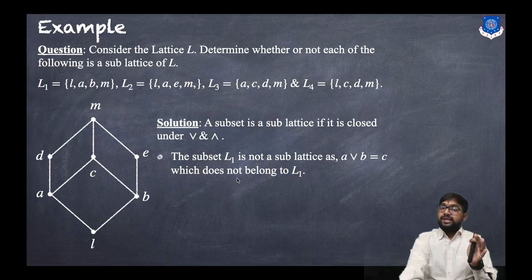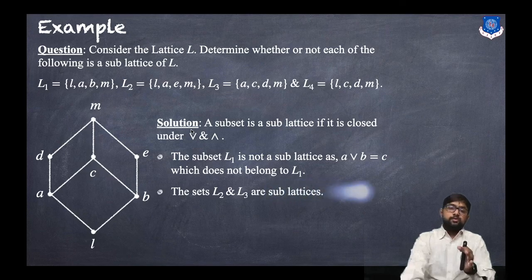So is there any pair? You can see A and B. Its LUB, least upper bound, is C, but C does not belong to the given set L1. That means it is not a sublattice. So for a sublattice, it has to be closed under LUB and GLB. So L1 is not a sublattice.